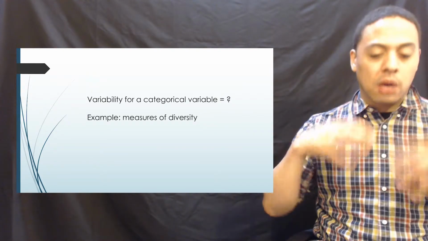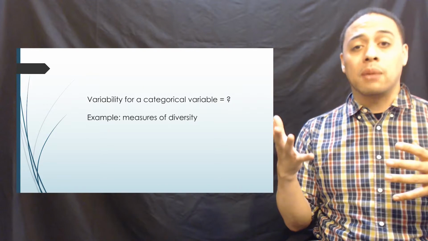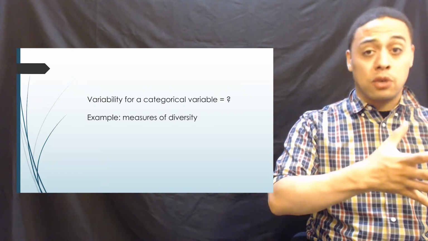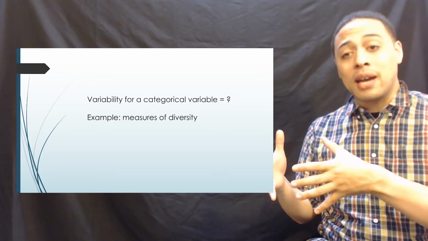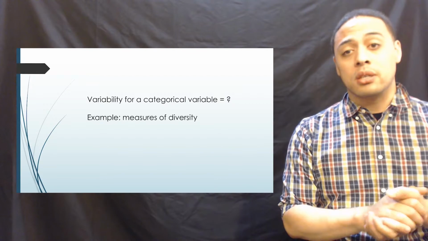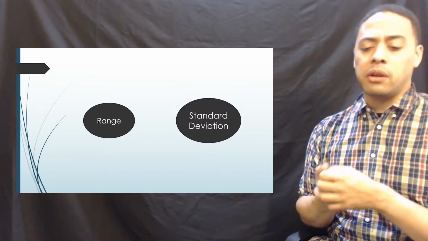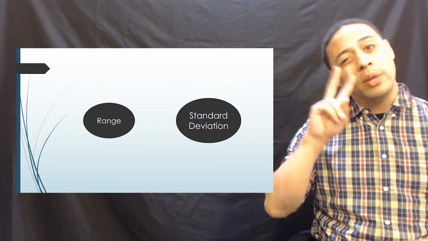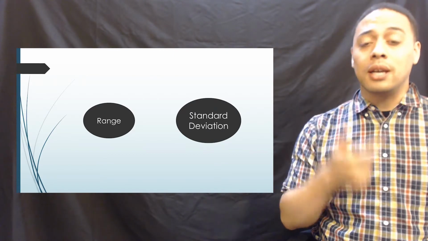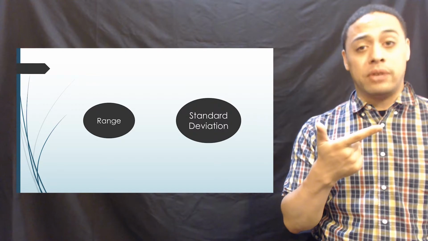So when we talk about measures of variability, what I'm really talking about today is measures of variability for continuous variables. They exist for categorical variables, but are less commonly used, so we're going to be talking about continuous. Now, when we talk about variability for continuous variables, there are really two big options here. The first is the range, and the second is the standard deviation.